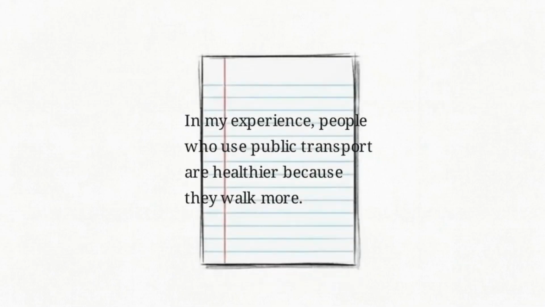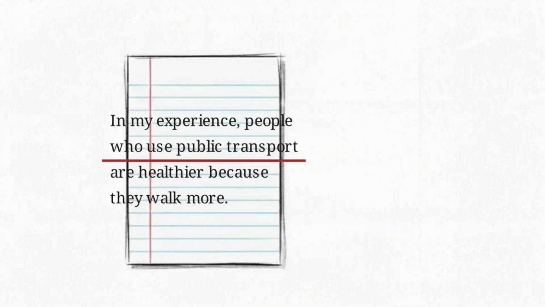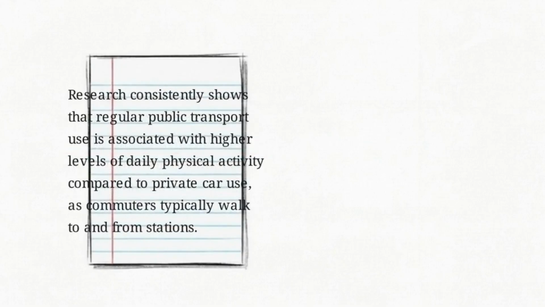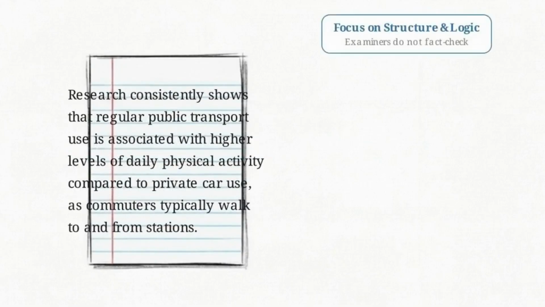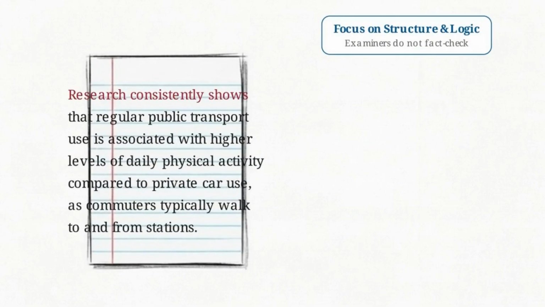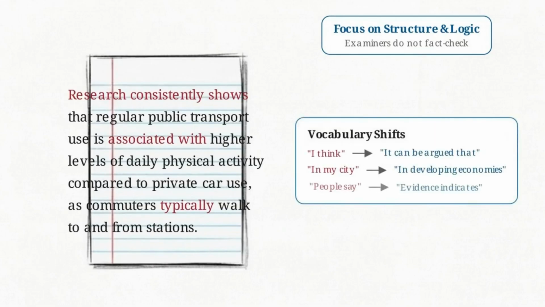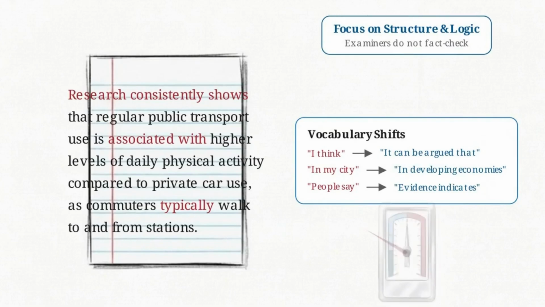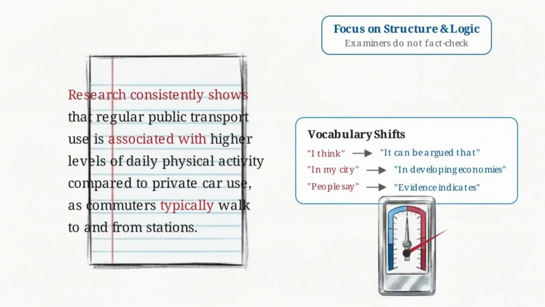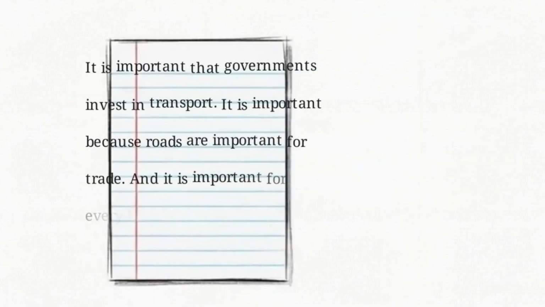This visual demonstrates how to elevate that personal observation into a general academic claim. You do not need a real research source. Examiners do not fact-check your citations. Using signaling phrases like "research consistently shows" or "in many developing economies" demonstrates academic thinking and raises your lexical resource score simultaneously. This short text block shows a common pattern for mistake number 4.